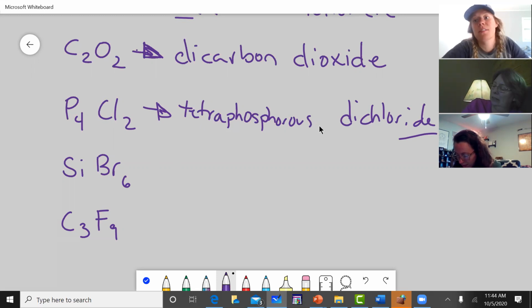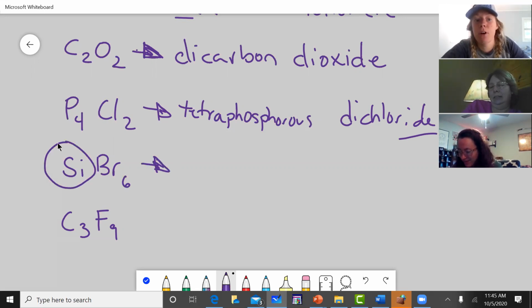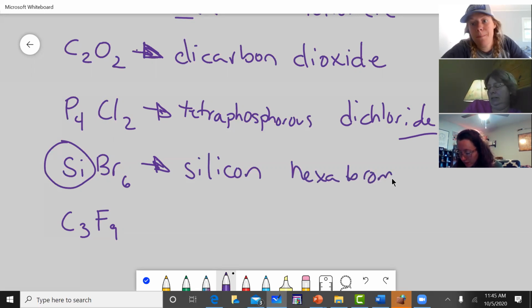Tetraphosphorus dichloride. I feel like these make you sound really smart when you can name these. Okay, we've got SiBr6. So 1 silicon, but remember on the first thing, if we have 1, we can drop the mono. So we're just going to call this silicon, and that's bromine, and there's 6 of them. So hexabromide.